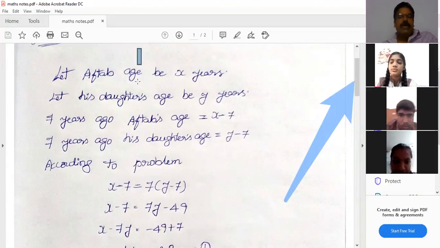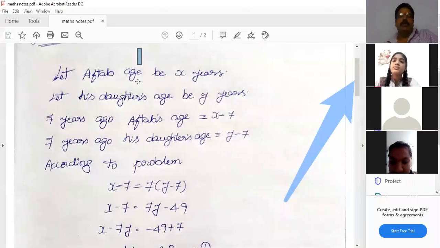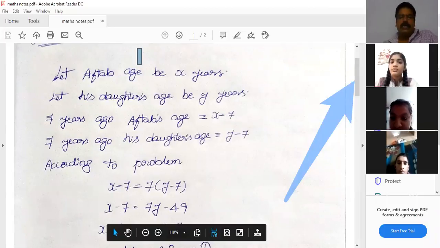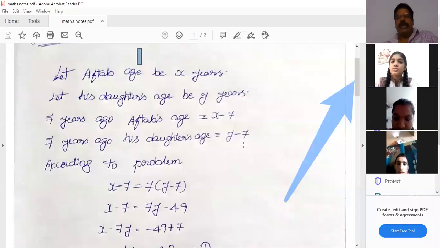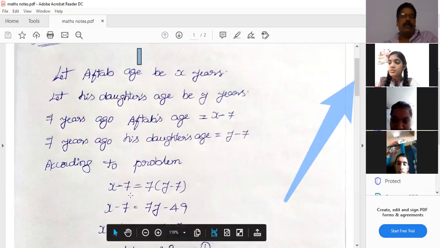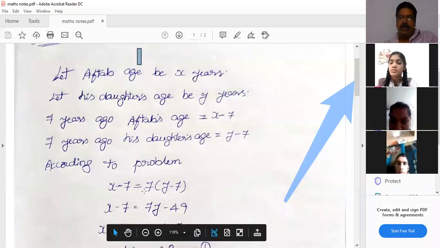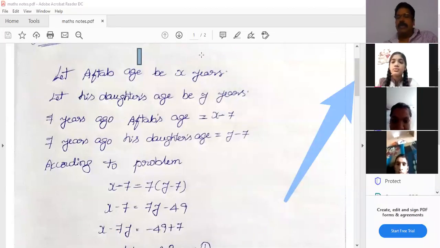Now, 7 years ago means we have to subtract 7 years from their present ages. 7 years ago, Aftab's age equals X minus 7, and his daughter's age equals Y minus 7. Now, according to the problem, what is the condition? Aftab's age 7 years ago, X minus 7, equals 7 times his daughter's age, 7 of Y minus 7. Now all understand the condition.